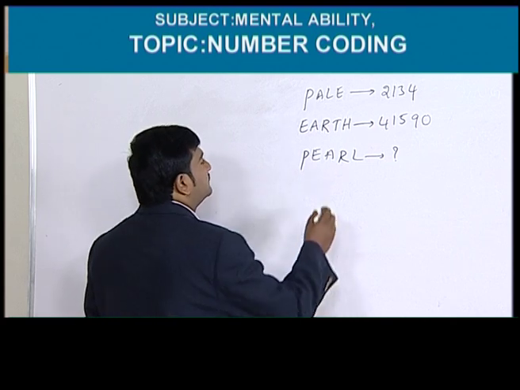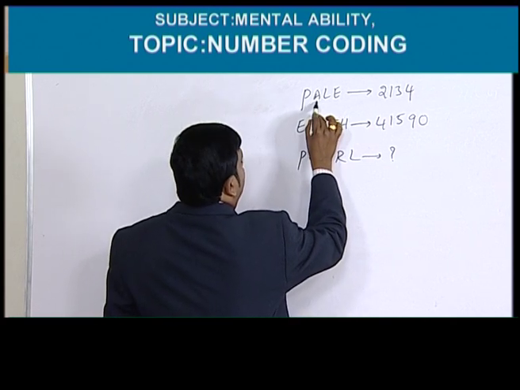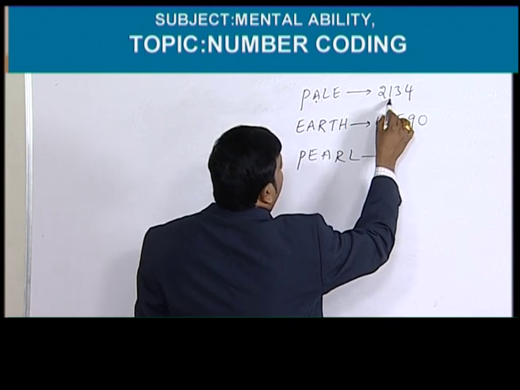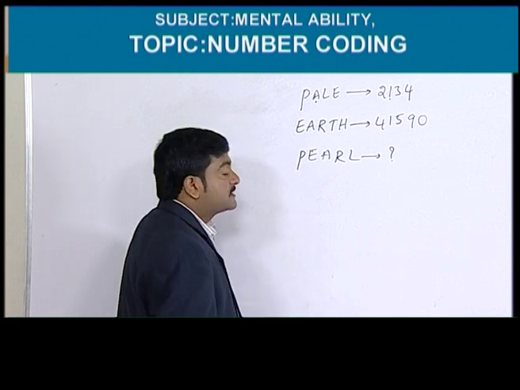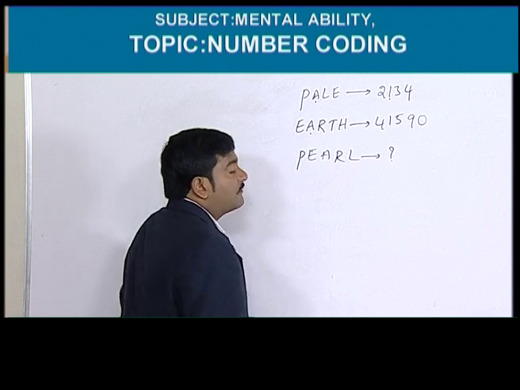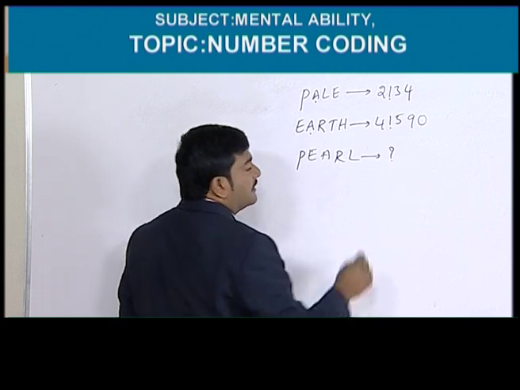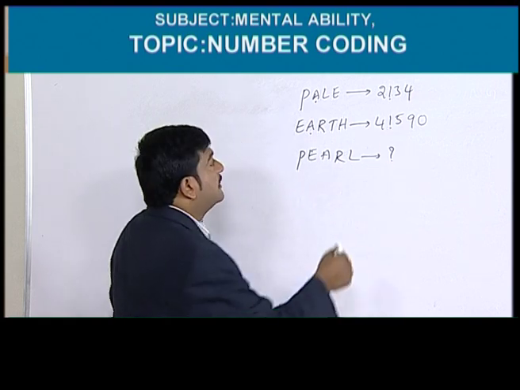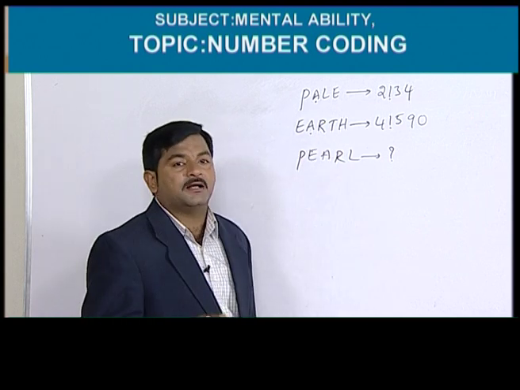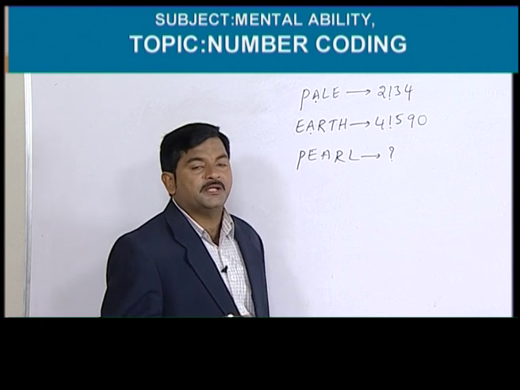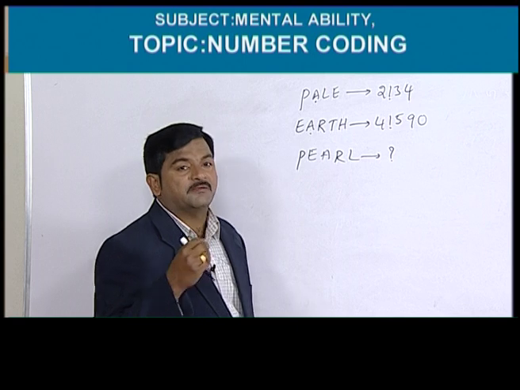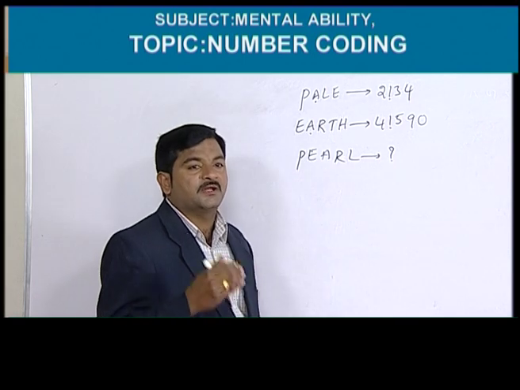So if you observe here, in PALE what is the second letter? A. What is the code for the second letter? 1. Similarly, in EARTH, what is the second letter? A. What is the code for the second letter here? 1. What does it mean? What number is assigned to the letter A? Here the number 1 is assigned. This is the example for direct coding. This is one kind of model.